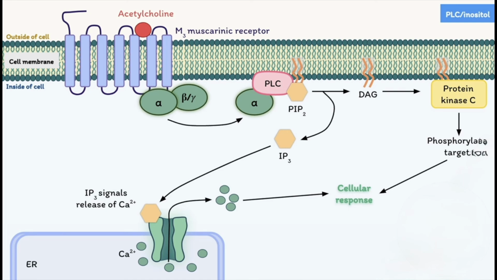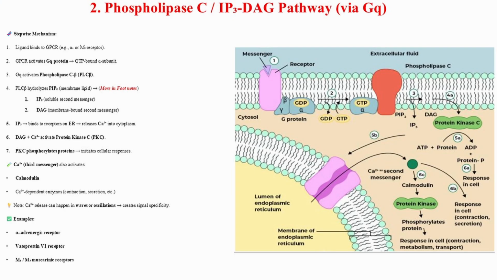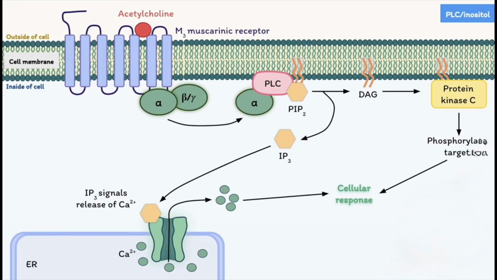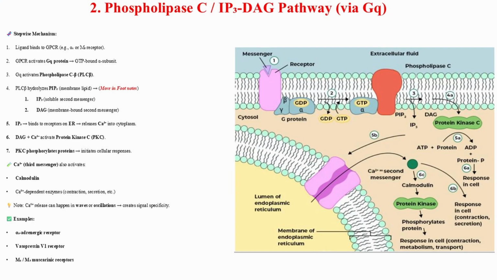Meanwhile, DAG stays anchored in the membrane, but here is the twist. DAG and the calcium ions team up to activate protein kinase C. Protein kinase C then goes to work phosphorylating proteins and sparking all kinds of cellular responses like contraction, secretion, or growth. And that's not all. Calcium itself is a superstar. It's a third messenger, activating players like calmodulin, the calcium-sensing protein, plus calcium-dependent enzymes that drive vital processes like muscle contraction and neurotransmitter release.